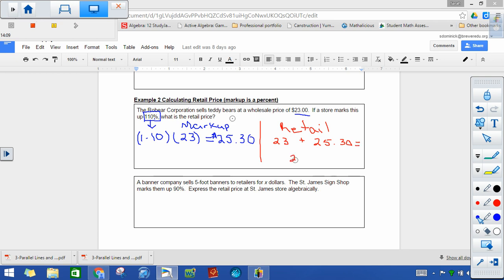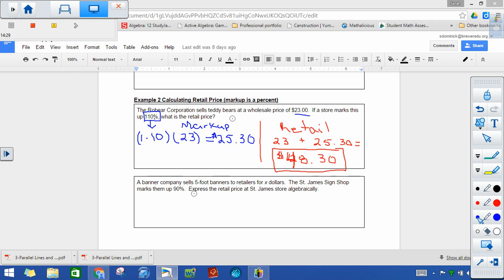And that will give me a total of $28.30 for retail. Oh, excuse me, $48. Can't add 2 and 2 evidently. $48.30 to get your retail price. Okay, really similar problem below.